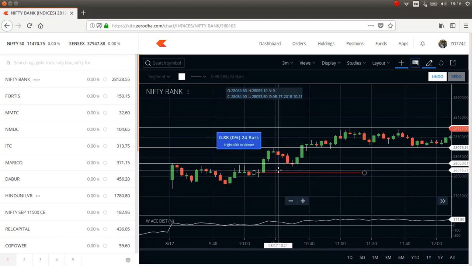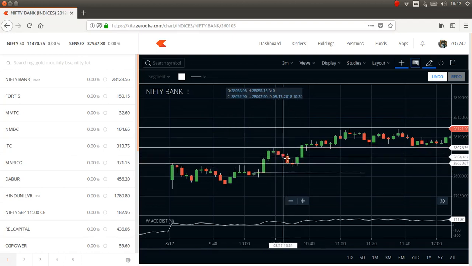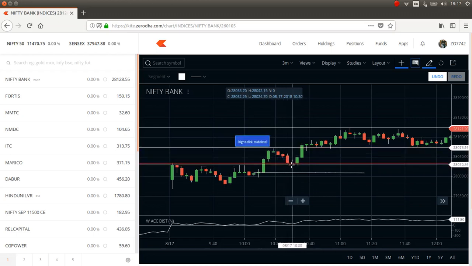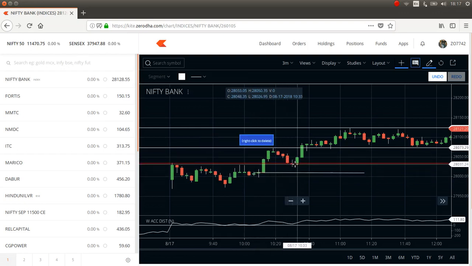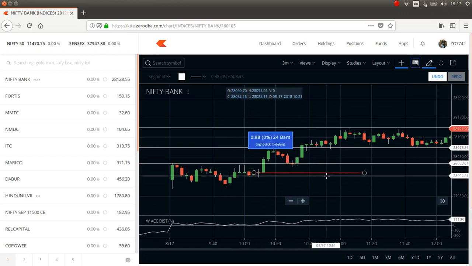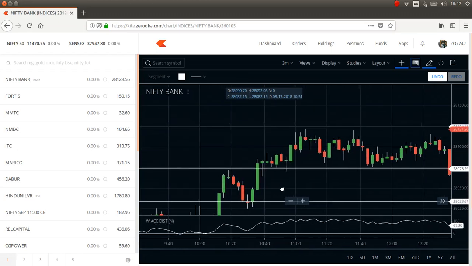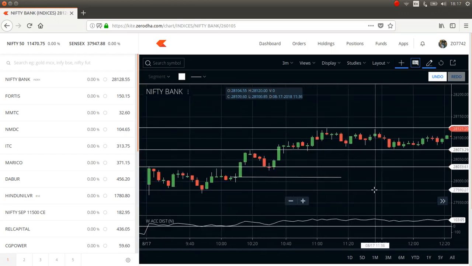So the better thing is how much position you can add in this pullback. Consider you bought something over here, and then the stock pulls back, then you have to add something more over here. This is what the ideal situation should be. This is how you should be trading. This is what the book says.